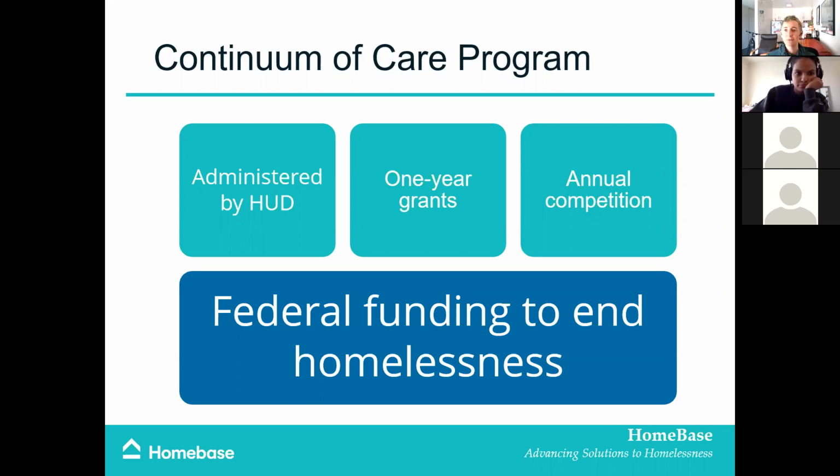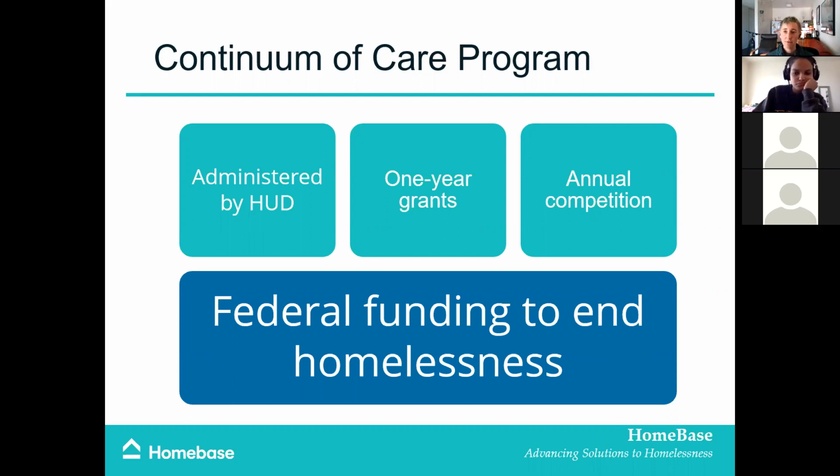So often when you're sitting in COC meetings or we're talking about the NOFA, sometimes things come up that are a little bit above HUD's pay grade even, and we have to wait for congressional approval. But our immediate administrator of this funding is the Department of Housing and Urban Development. The funding is administered in an annual competition.